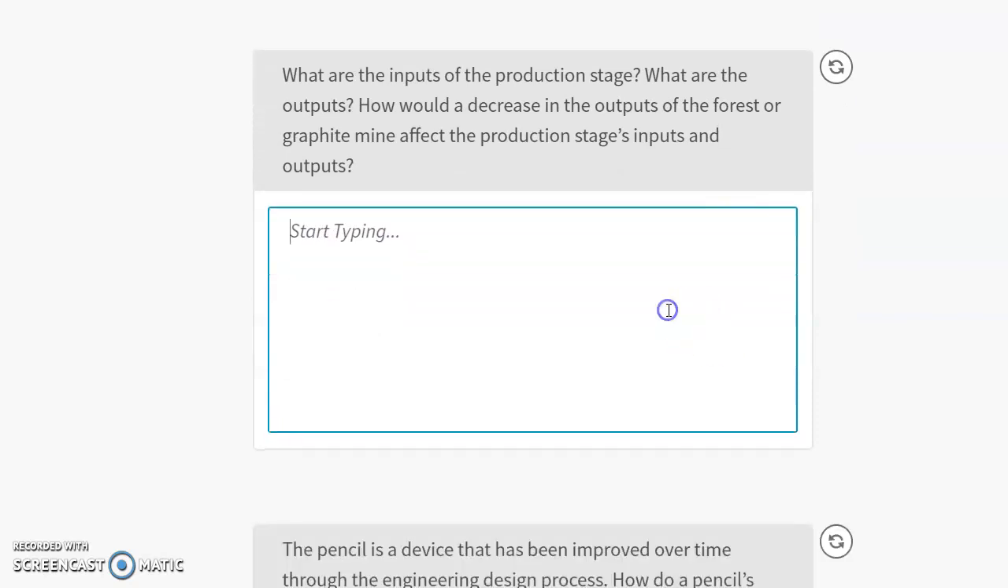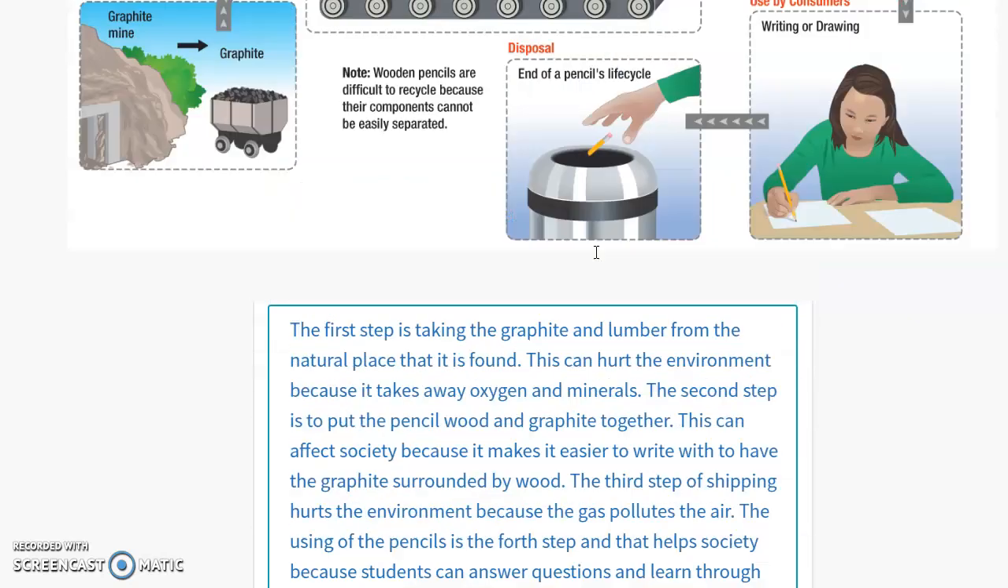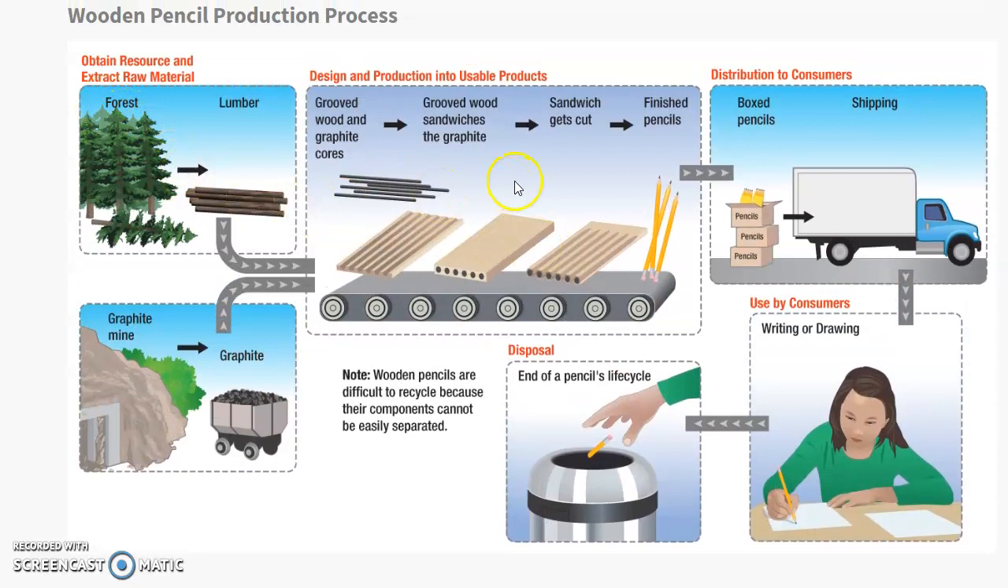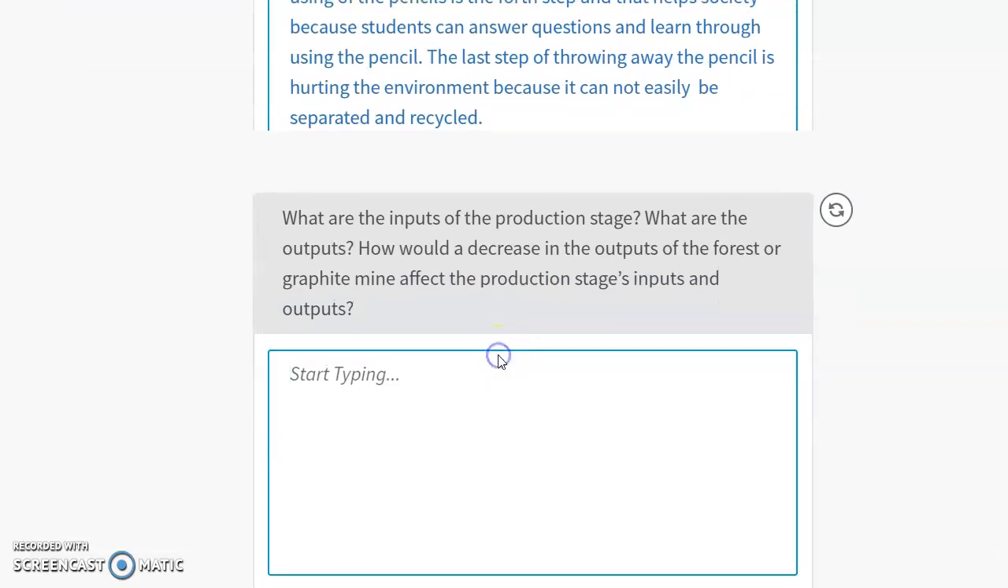What are the inputs of the production stage? So here's the production, they're inputting. So the input is the lumber and the graphite. The output is like what happens when you put those together. So the output is the pencil.